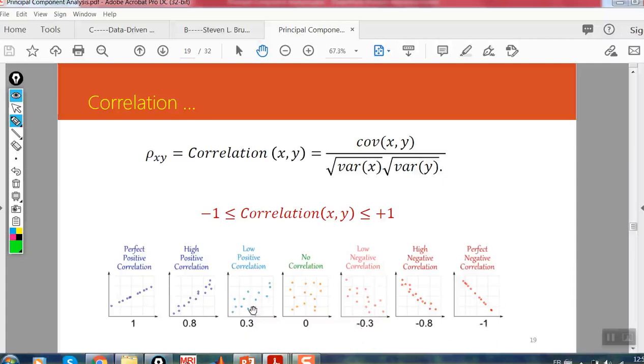And for positive, again, attention to the blue diagram. Here is a perfect positive correlation, then the correlation is 1. But here they are wider, and the spread is wider. Then it is a low positive correlation. Okay.